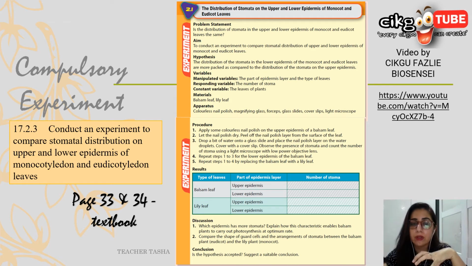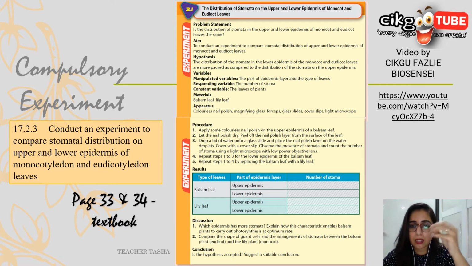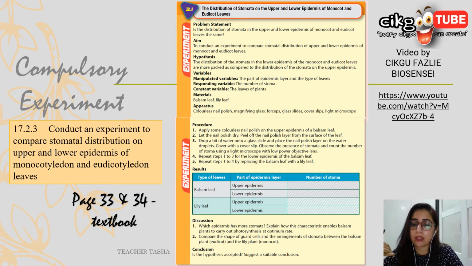But in monocot, the number of stomata on the upper epidermis and also lower epidermis is almost the same. So this may be a difference of one or two or maybe less, but it's almost the same number. But in eudicot, you can see the number is totally different. The upper epidermis has fewer stomata compared to the lower epidermis.